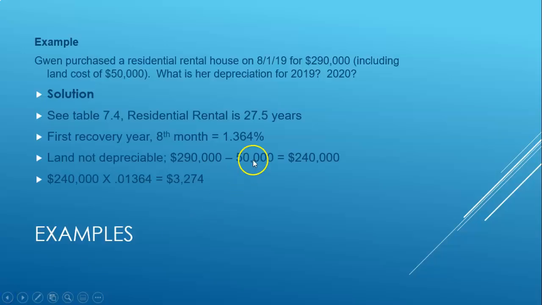Okay, looks like we didn't do 2020 here, but we would have taken the 240,000 times the 0.03636 number that we got off the table for the second recovery year. We would have multiplied that times the 240,000, and that would have shown us how much we would get for our tax return for that particular building for 2020.